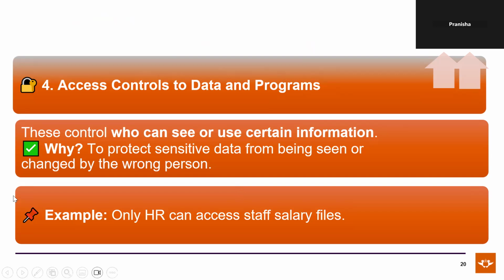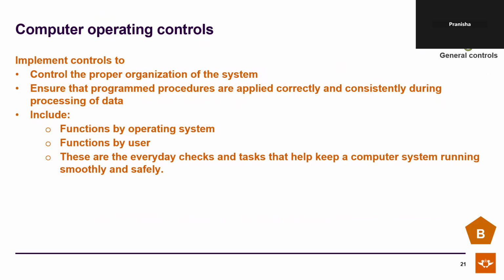And the example here is also only HR can access staff files. Imagine if everybody had access to this information. Number one, it can cause a lot of problems within an organization. But the other thing is that it's also going to be gaining access to unauthorized information that not everyone should actually have access to. Then we have computer operating controls.